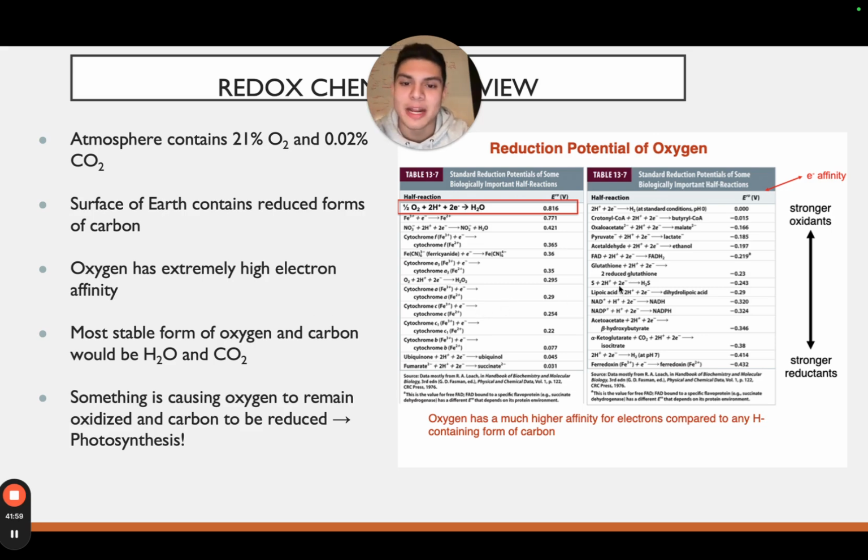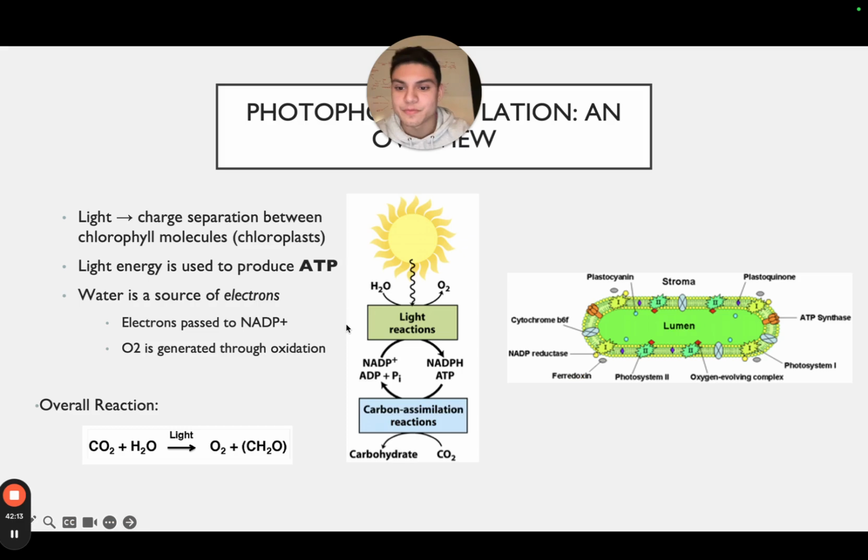And the same thing with carbon. I know carbon isn't shown here, but we always talk about breaking down carbons and forming carbon dioxide in cellular respiration. How do we go from carbon dioxide to glucose again? How? That's what plants do, and that's what we're going to go over.